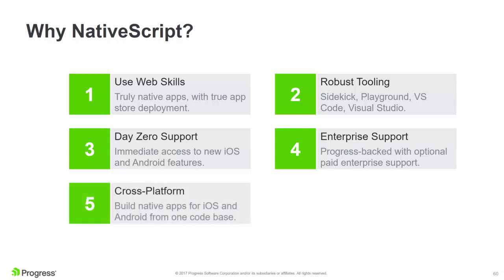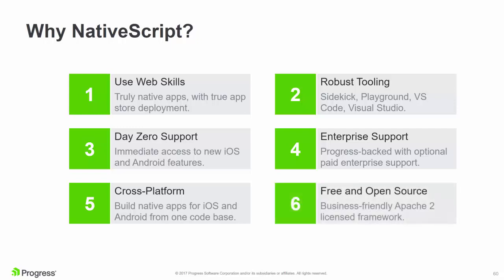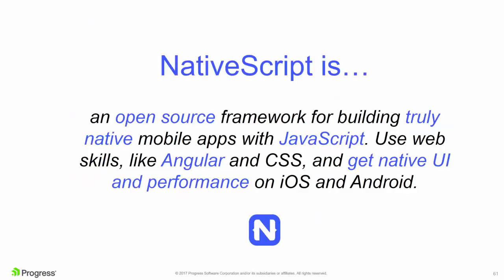And yes, apps created with NativeScript are cross-platform, one codebase by default. And again, the framework and CLI are free, open source, and licensed with the business-friendly Apache 2 license. And here is your elevator pitch. NativeScript is an open source framework for building truly native mobile apps with JavaScript. You're using your web skills like Angular and CSS, and you're getting native UI and performance on both iOS and Android.